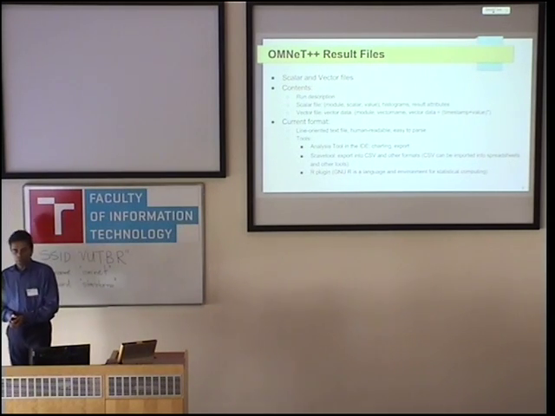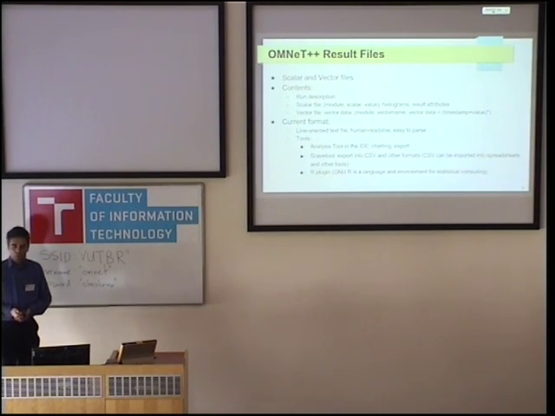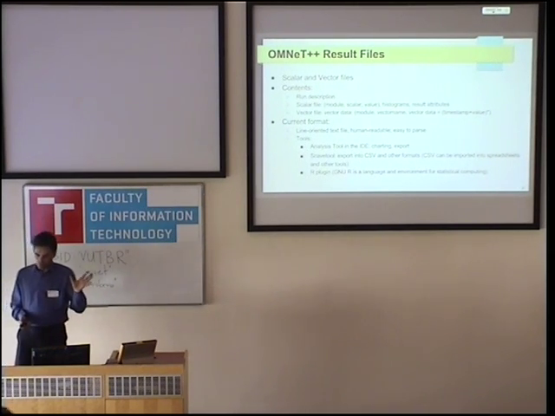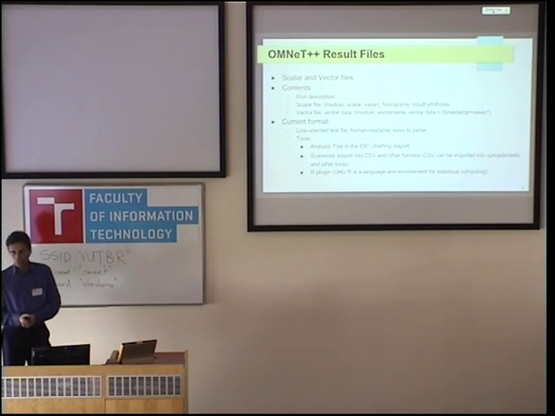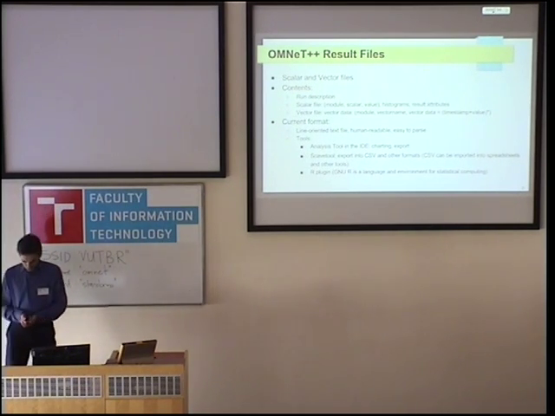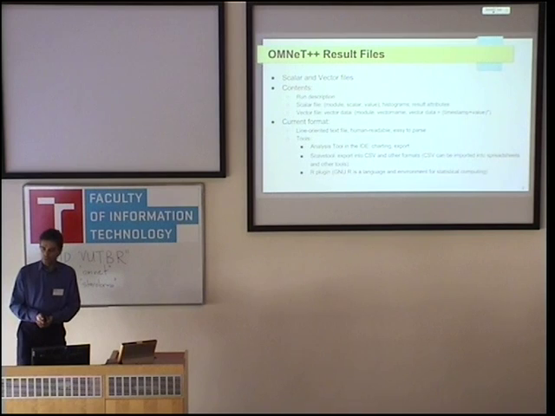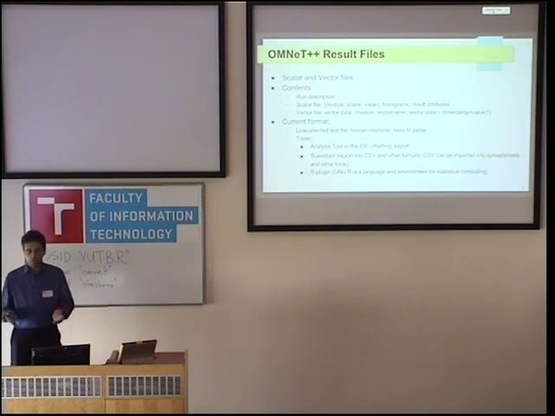So currently OMNeT has scalar and vector files, and the files contain the run description, obviously the module names, the scalar names, and the values. Probably some files also contain histograms and other statistical results, and the result attributes, so some kind of meta information like the variable, the parameter names, and similar things. For the vector files, of course, it contains the module, the vector name, and the timestamped vector value.